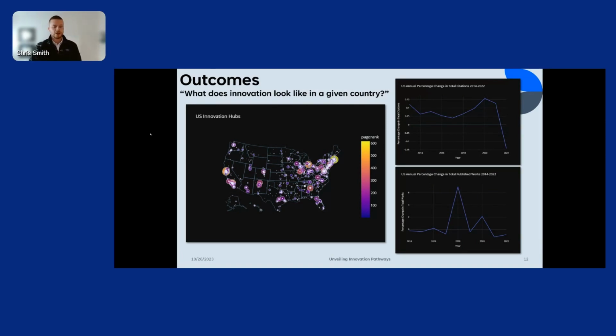The other thing we can look at is the output of a given country year to year, which is also very interesting, especially if you were to throw multiple countries up here. But in this case, we're just looking at the United States. So the things that we can do from more of a temporal aspect with this data is look at percentage change in total citations year to year. We're seeing there's a bit of a drop in 2022. We can also look at percentage change in total published works, which are both high level metrics that we can provide to answer this question.